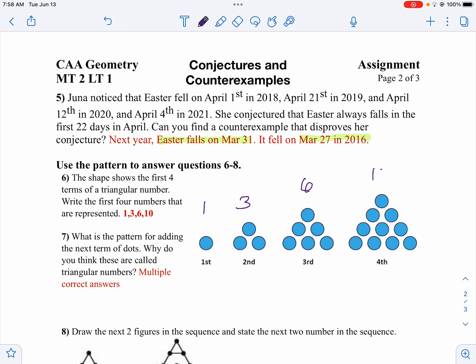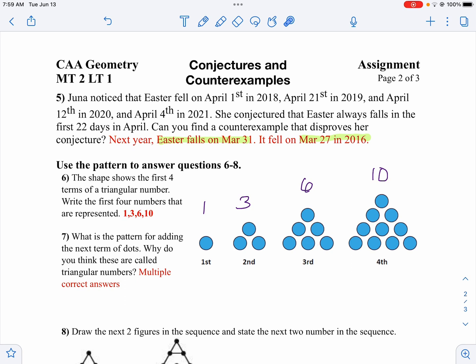And that kind of leads us into question 7. What's the pattern? Well, there are multiple correct answers. To me, what I see here is I'm adding 1 dot to the left and 1 dot to the right of my previous one. So in other words, if I take a look at my third one, it's kind of hard to see for the first two. I see 1 dot to the left. But if I take my second one, I add 1 dot to the left, 1 dot to the right, and then I fill that in.